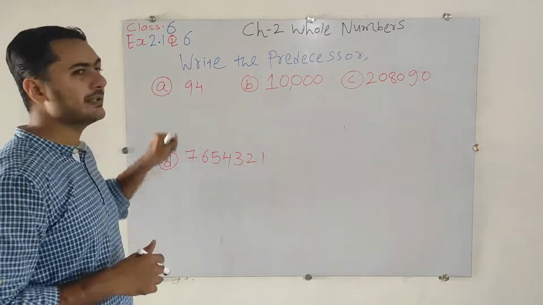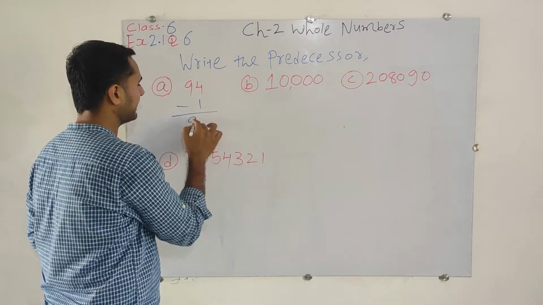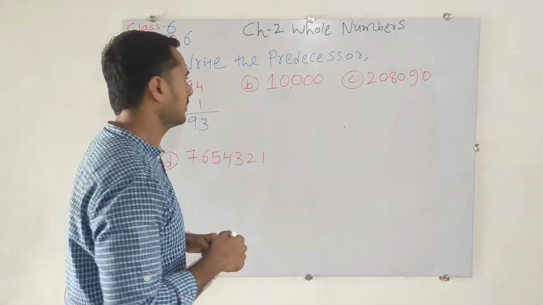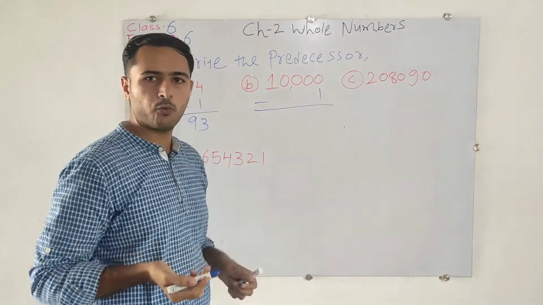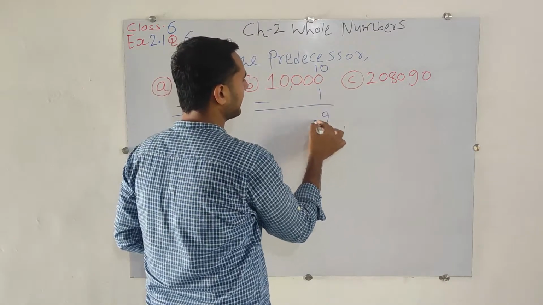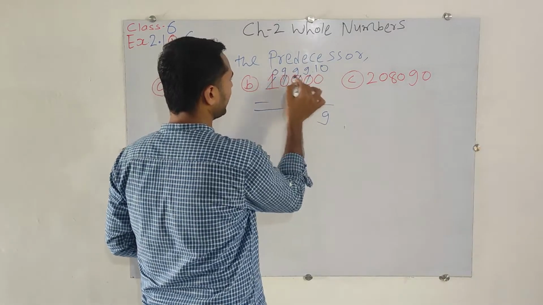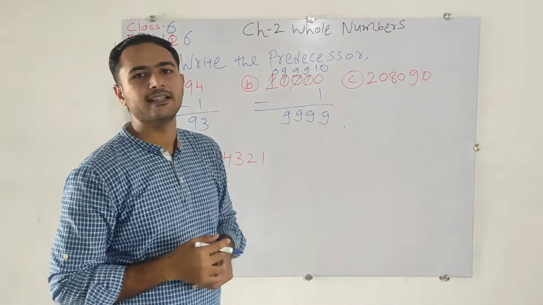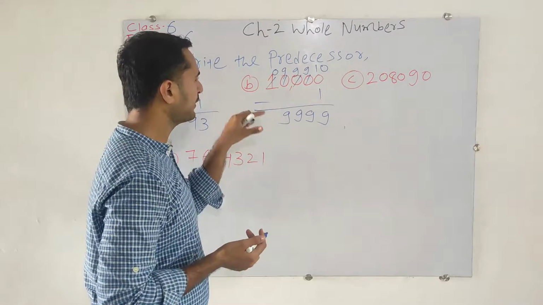So the first one, that is 94. 94 minus 1 is 93: 4 minus 1 is 3 and 9 as it is. Now the second one, that is 10,000. The same process: 10,000 minus 1. Here 0 minus 1 is not possible, so we take 10 over there. 10 minus 1 is 9, and we write 9, 9, 9. So 10,000 minus 1 is 9,999, the predecessor of 10,000.